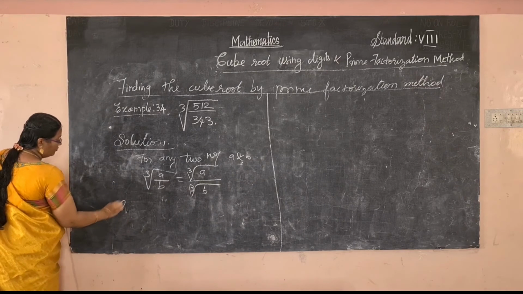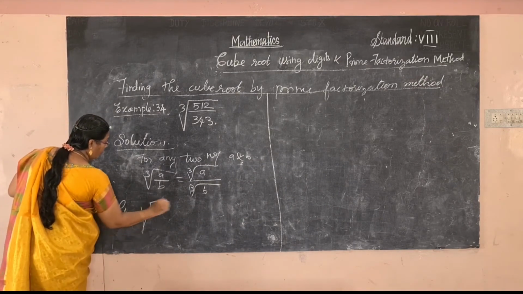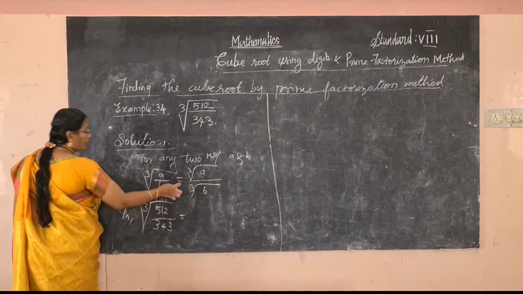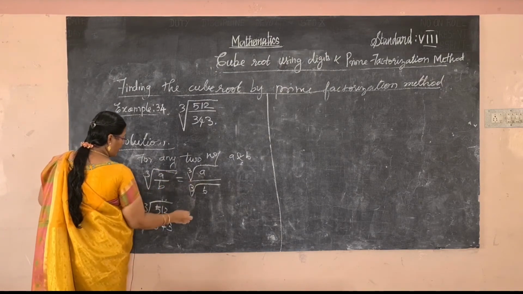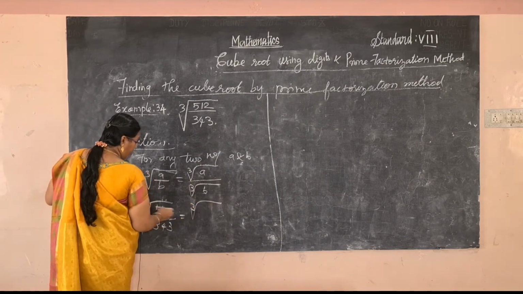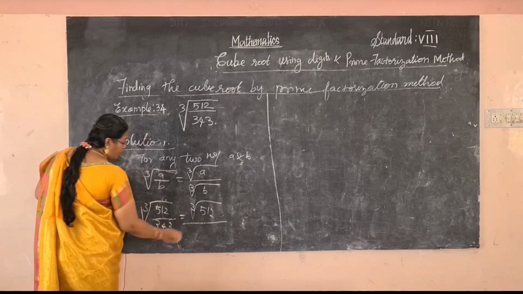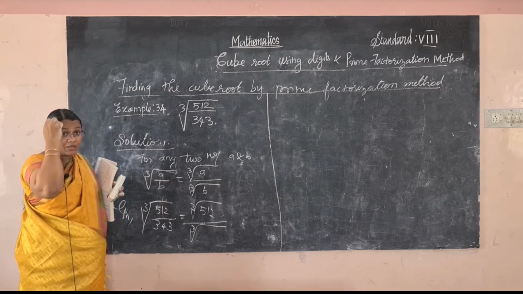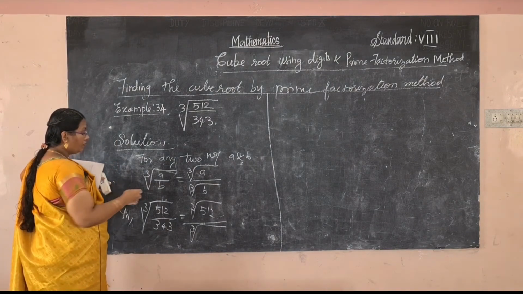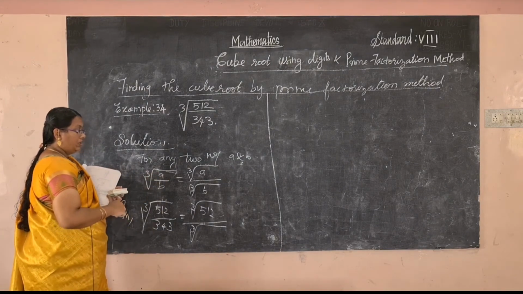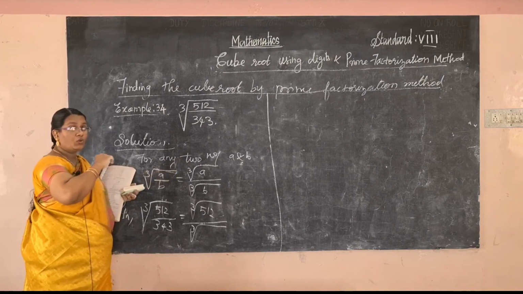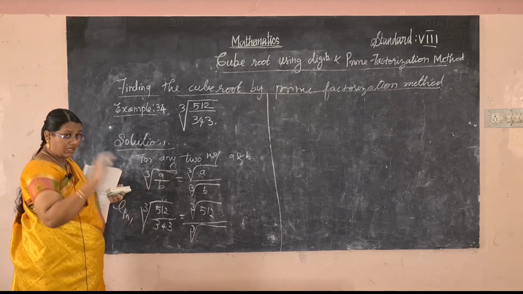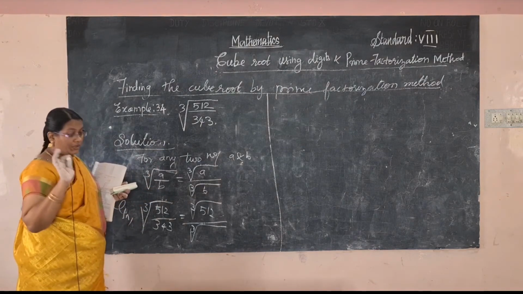So what is given? The cube root of 512 by 343. How can you expand this form to this one? The cube root of 512 divided by the cube root of 343. We have already learned one of the properties for the rational number: the cube of the numerator divided by the cube of the denominator. The same applies here using the cube root.